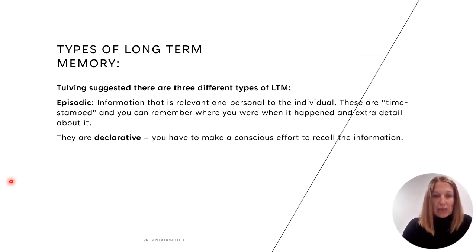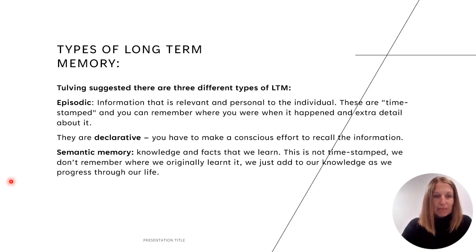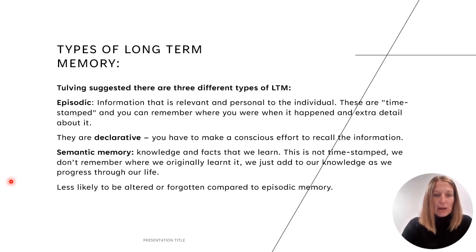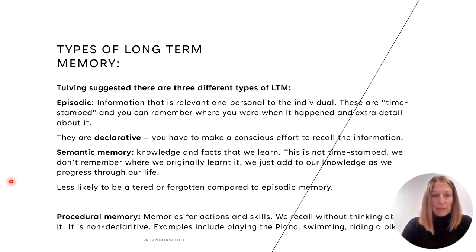It's known as being declarative. You have to think about it, make a conscious effort to recall that information. You then have semantic memory, knowledge and facts, so all the stuff that you're learning for your A levels, GCSEs and AS levels is semantic knowledge. It's not time-stamped. We can't remember where we originally learned our semantic knowledge. We just add to that knowledge as we progress through our life. But it's also quite well sealed in, so it's less likely to be altered or forgotten compared to episodic memory.